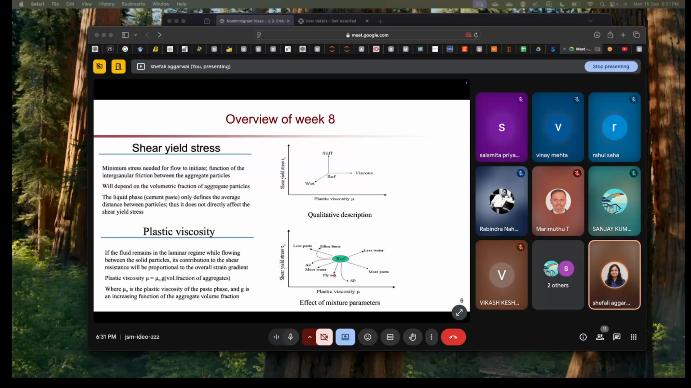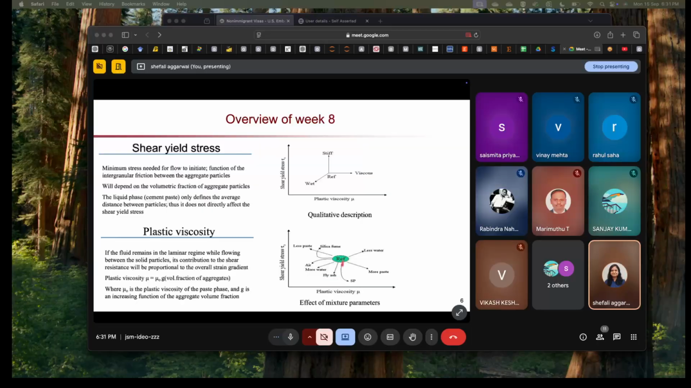Other things are different types of admixtures. If you are adding silica fume, how will it behave in the concrete system? It will be like a filler. So if you are adding silica fume, it will make it more stiff or wet condition. And if you are adding fly ash, fly ash is also a filler, so it will become more wet.